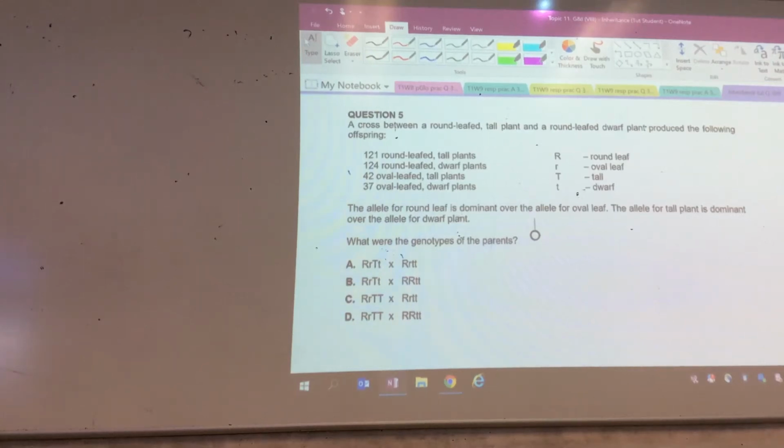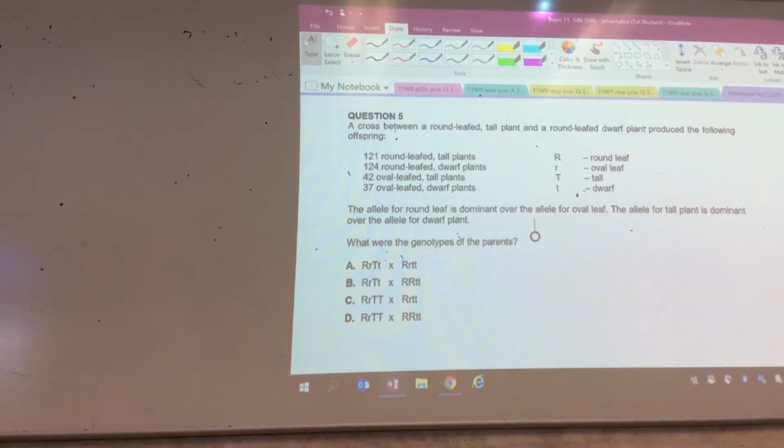recording, right? Alright, so for this question, we are looking at, is it a monohybrid or a dihybrid cross?